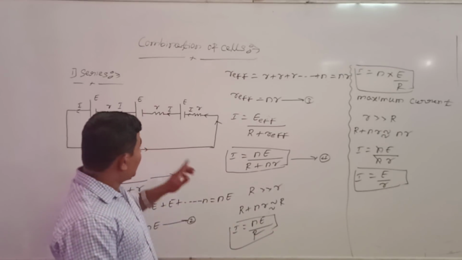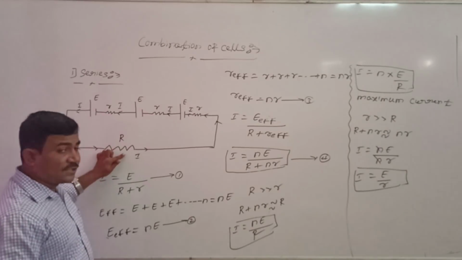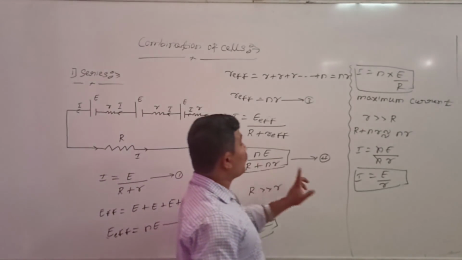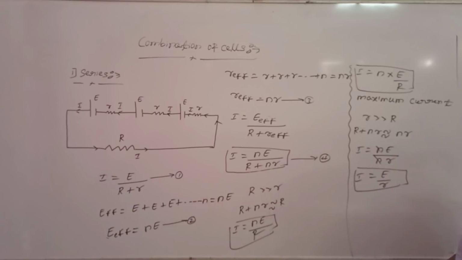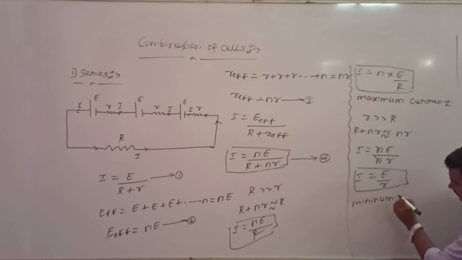If the internal resistance is very large compared to the external resistor, then the current is only due to a single cell. To get the minimum current, this is the condition for minimum current in the cell.